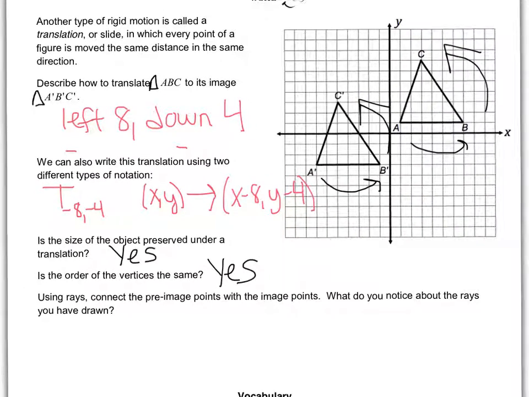The last thing here says, using rays, connect the pre-image points with the image points, and what do you notice about the rays you have drawn? Okay, so I'm going to start with point A, and I'm going to draw to A prime, a nice straight line. I'm going to start with C and draw to C prime, and same thing with B to B prime. I notice that all of these rays are parallel, and that they all are equal in length.